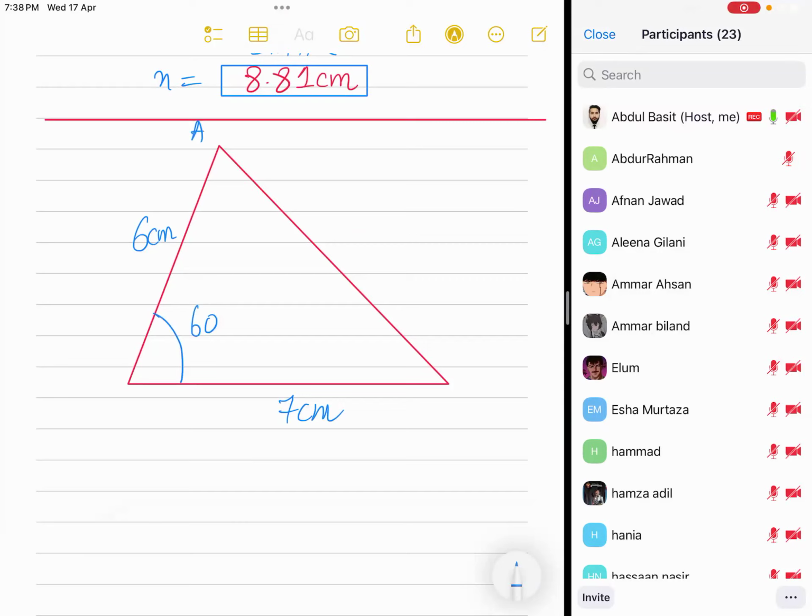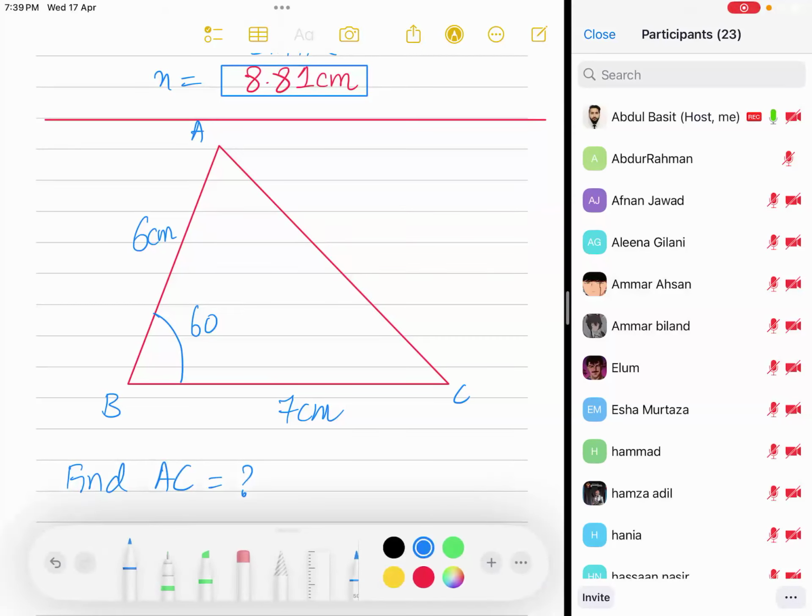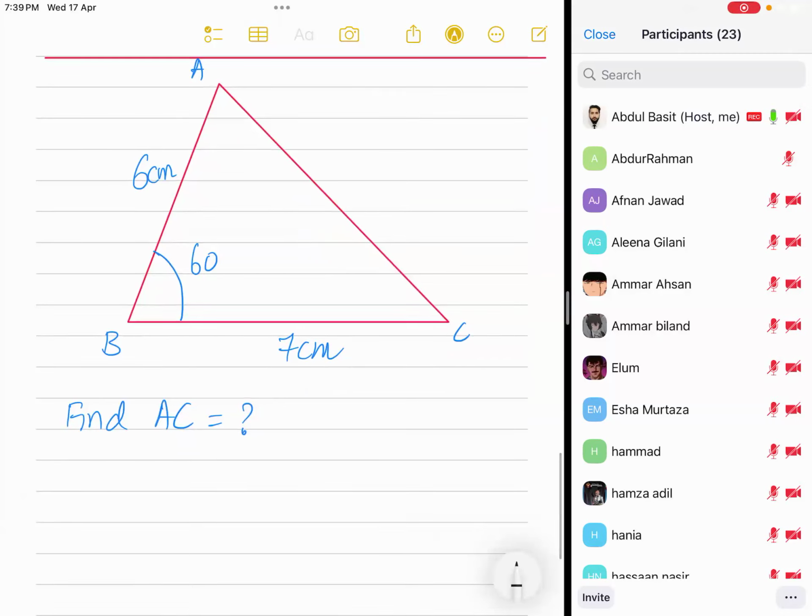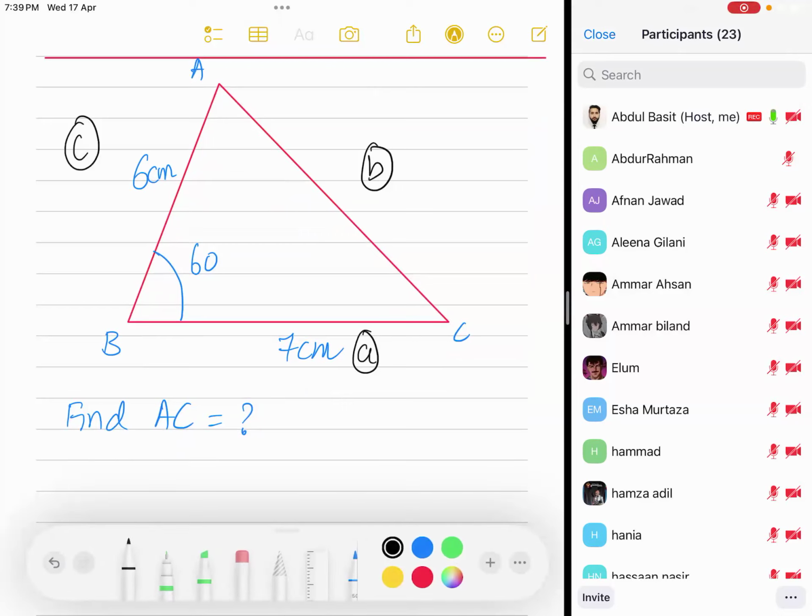Let me name it A, B, and C. The demand of the question is find AC. Now we can see that this triangle is not a right angle triangle. Let's name them. Side opposite to angle B is small b, side opposite to angle A is small a, side opposite to angle C is small c. So let's try AC with sine rule first. Let's check, please.